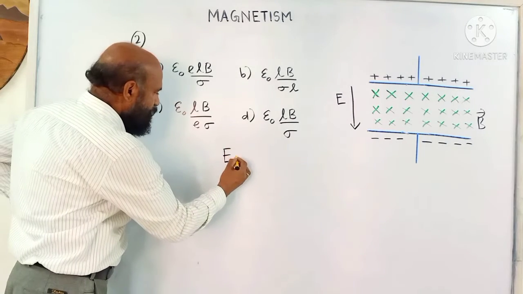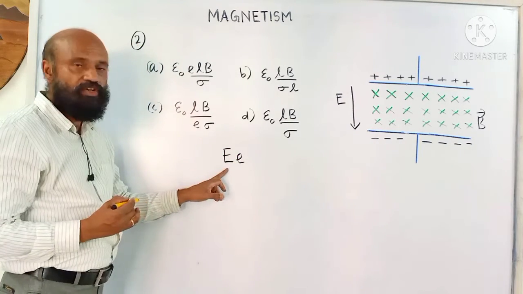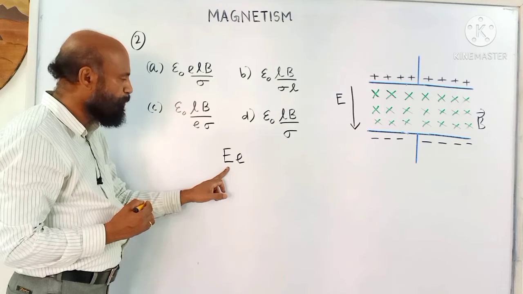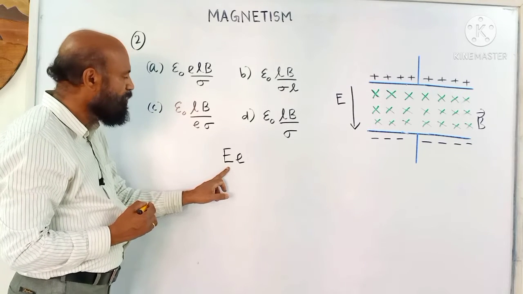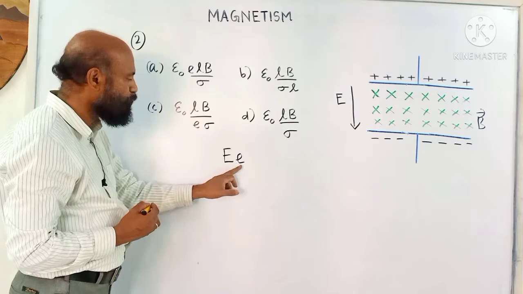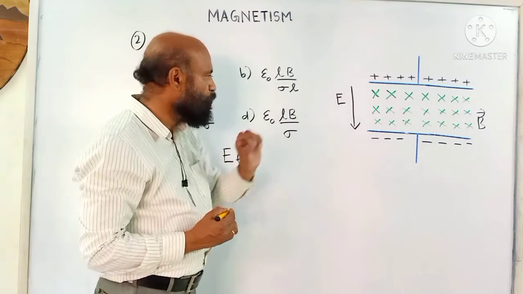is eE. E is the intensity of the electric field. Intensity is the force experienced by a unit positive charge. The charge on the electron is e. So this is the force due to the electric field, in the downward direction.